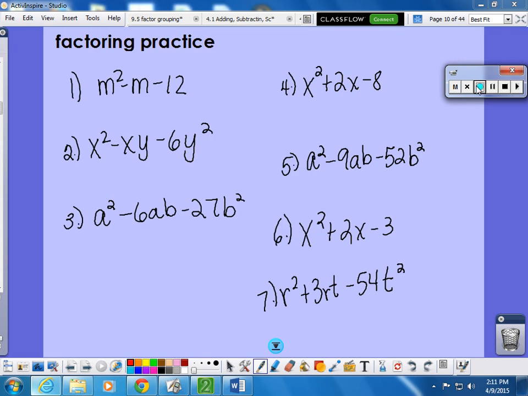Okay, I need factors of 12 that I would subtract to give me negative 1. What would they be? M minus, do y'all know the first one? 4. And M plus 3. I did backwards there. That's okay. If you did M plus 3 and M minus 4, you're okay. Just make sure the minus is with the 4 and the plus is with the 3.